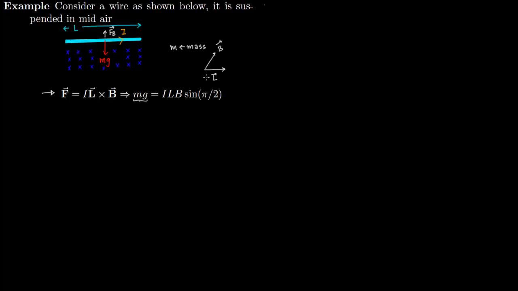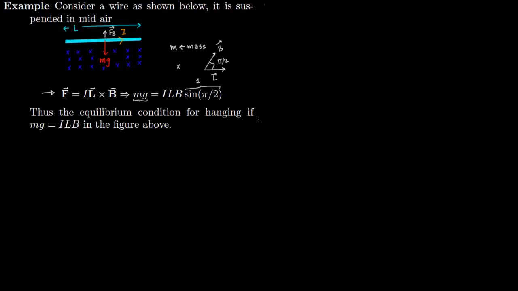magnetic field. Now the wire is lying on the screen and the magnetic field is going into the screen. So the angle between them is pi by 2, and instead of sine theta you plug in sine pi by 2, which is just 1. So the equilibrium condition for hanging is that the weight of the wire has to be equal to I times L times B, where I is the current flowing in the wire, L is the length of the wire, and B is the magnetic field. This is all given in the figure.